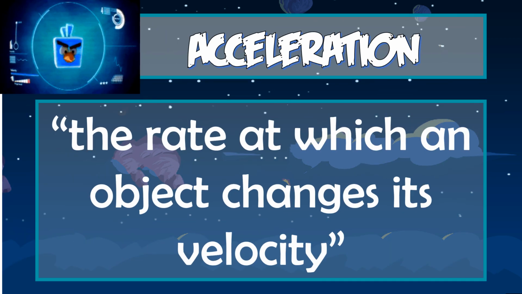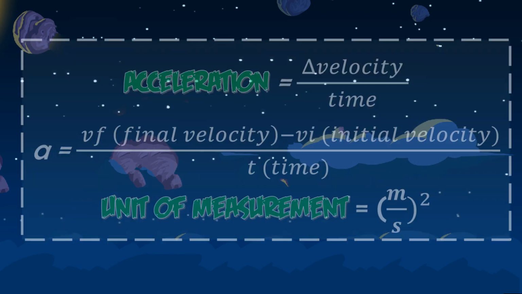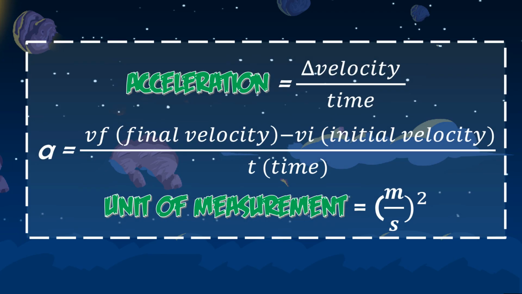Next is acceleration. Acceleration is a vector quantity that is defined as the rate at which an object changes in velocity. An object is accelerating if it's changing its velocity. The formula for acceleration is change in velocity over time, which means acceleration is equal to final velocity minus initial velocity over time. And the unit of measurement for acceleration is meter per second square.